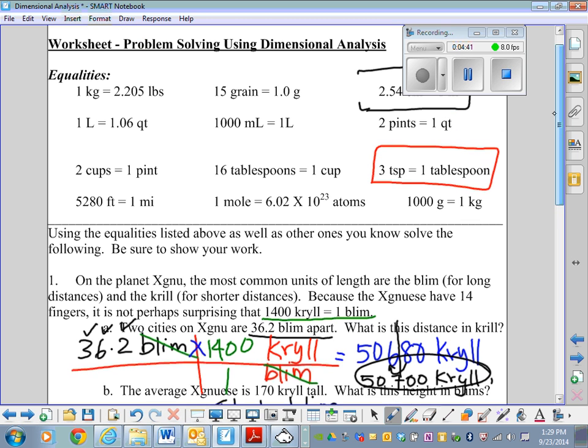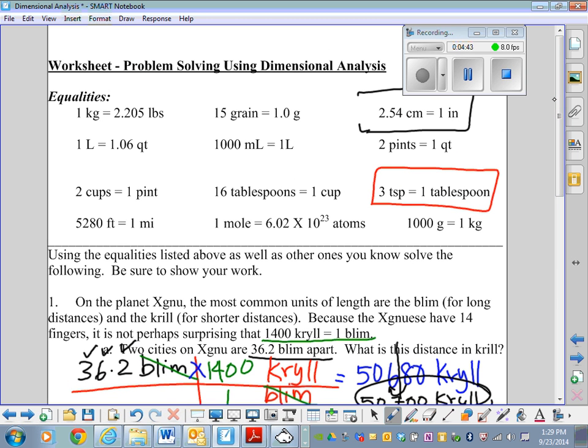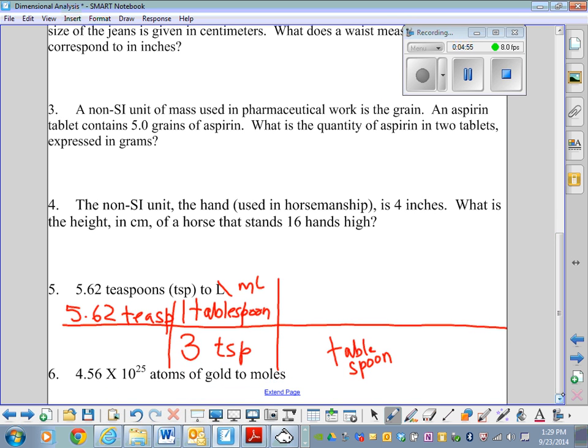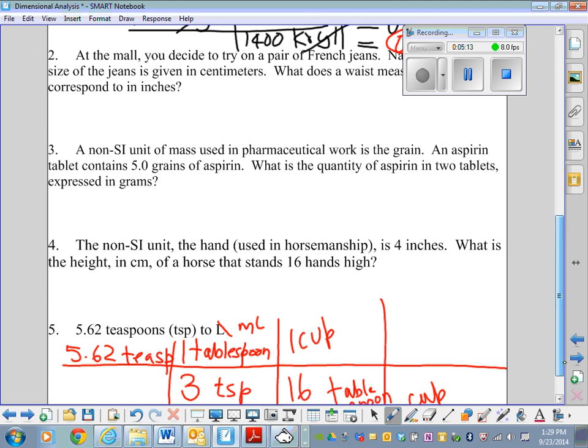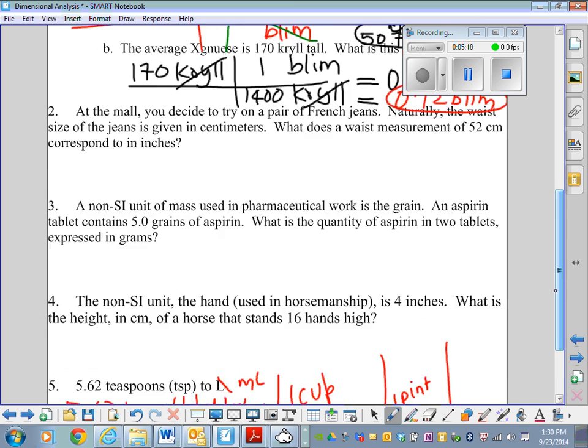And then I go look at my table to see what is the relationship between tablespoons and, is this the only relationship? There is a relationship between tablespoon and cup. So I'm going to say 16 tablespoons is 1 cup. Now I need to get out of cup. So I bring cup down, and let's see what relationship I have for cup. Do I have 2 cups is 1 pint? Is that right? So I'm going to go down and I'm going to say 2 cups is 1 pint.